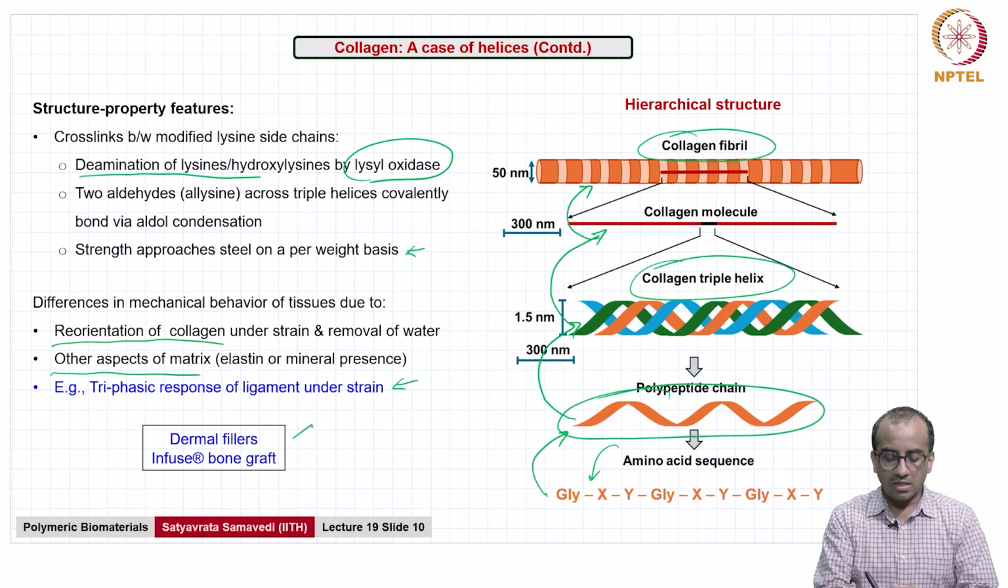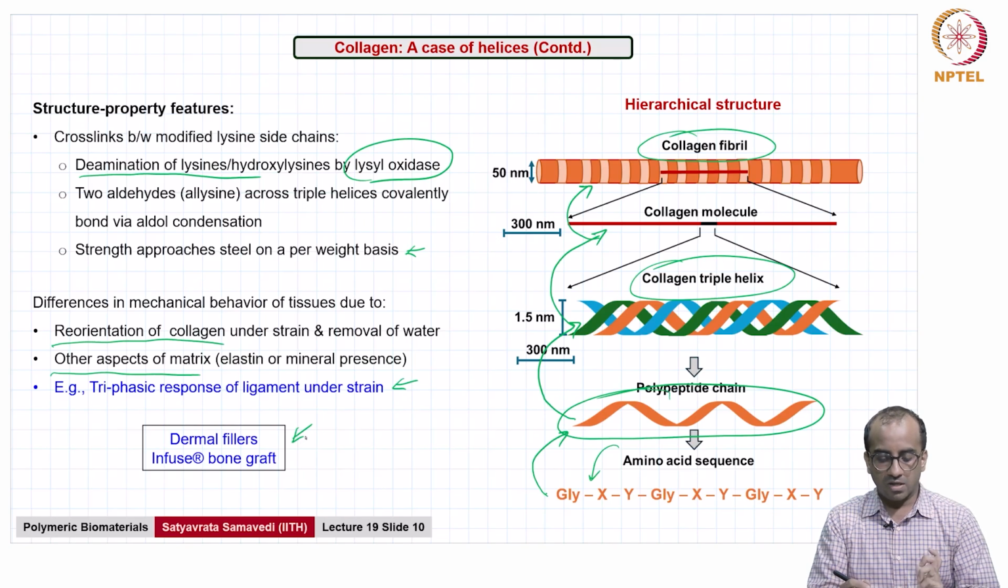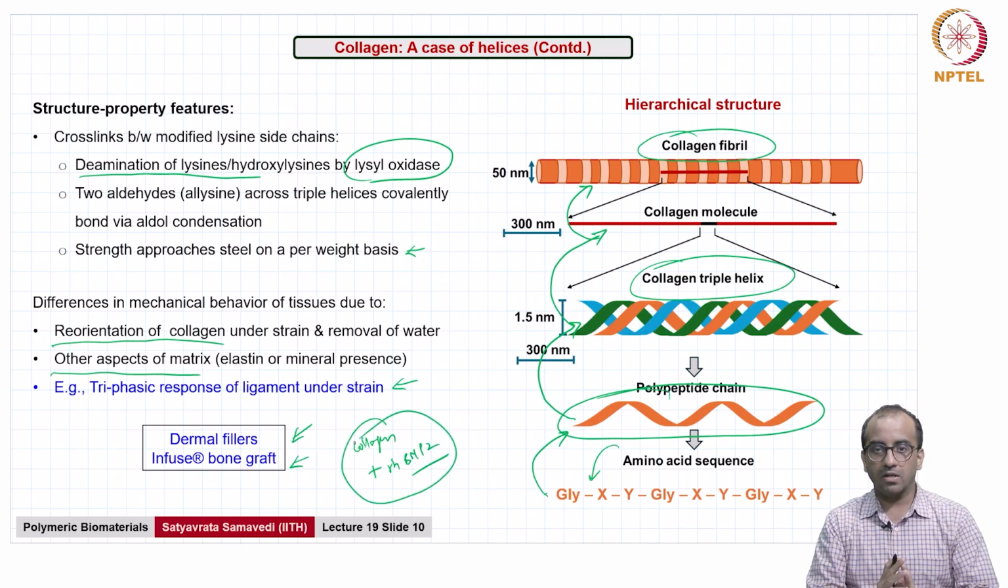We will note here that collagen is popular as dermal fillers, and is also FDA approved for spinal and orthopedic procedures as bone grafts in the form of Infuse, which is simply collagen plus recombinant human bone morphogenetic protein, another protein, a cytokine that induces bone formation. So, it is a combination that can help provide support and regeneration of bone in specific applications.